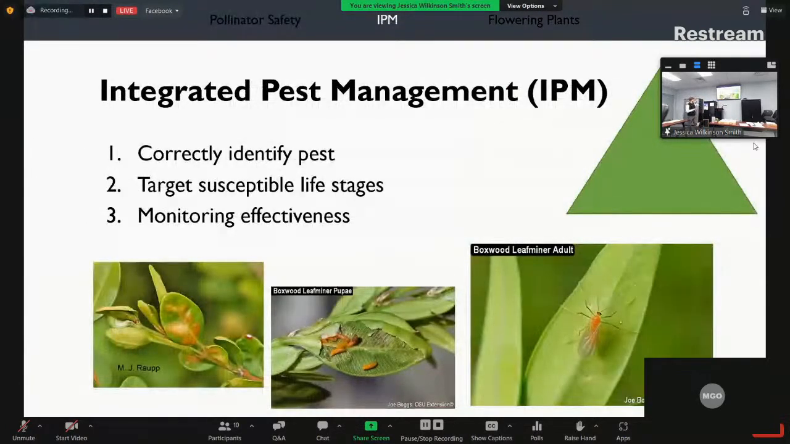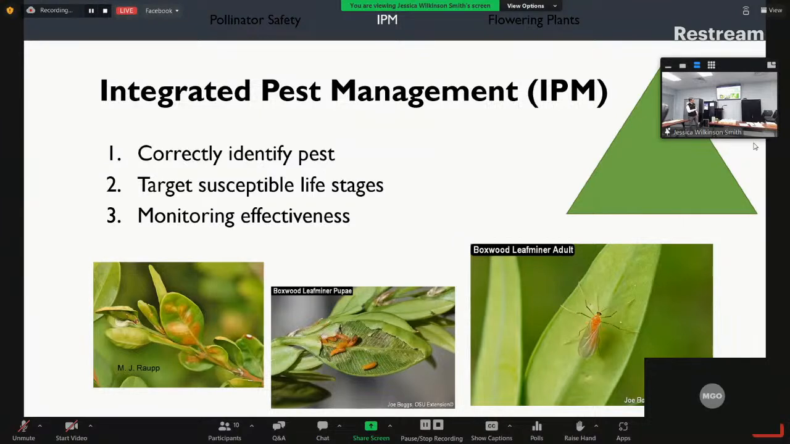So with IPM, we're correctly identifying the pests, and we're targeting them, like I mentioned with the Japanese beetle, when we would actually spray for that. In that case, it was September, right after it laid its eggs and those larvae were emerging, but it all depends on that insect. So we're going to dive into which insect we have and the best time to spray or monitor. Here on the bottom is again that boxwood leaf miner.